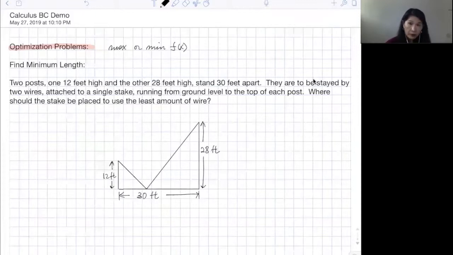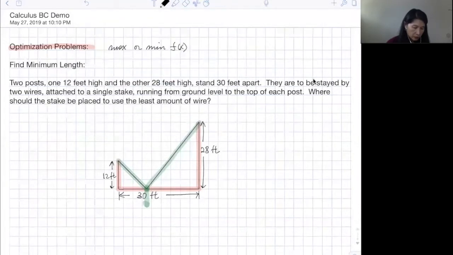So let me read the problem. There are two posts. One is 12 feet high and the other is 28 feet high, and they stand 30 feet apart. They are to be stayed by two wires attached to a single stake, and the wires run from ground level to the top of each post. The question is asked, where should the stake be placed to use the least amount of wire? So this is the position of the stake.